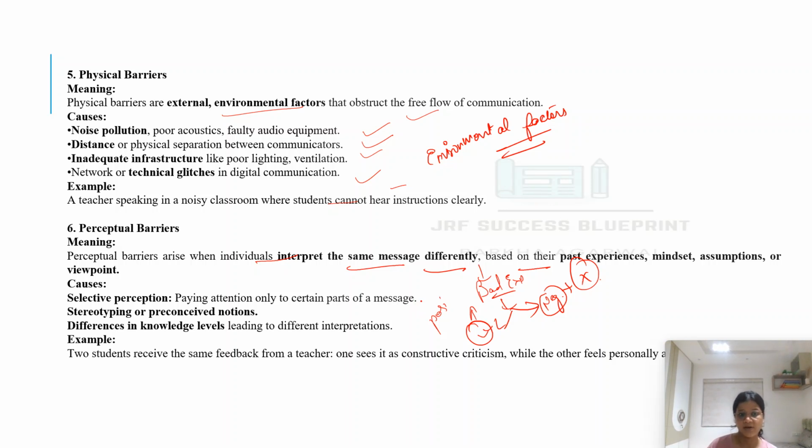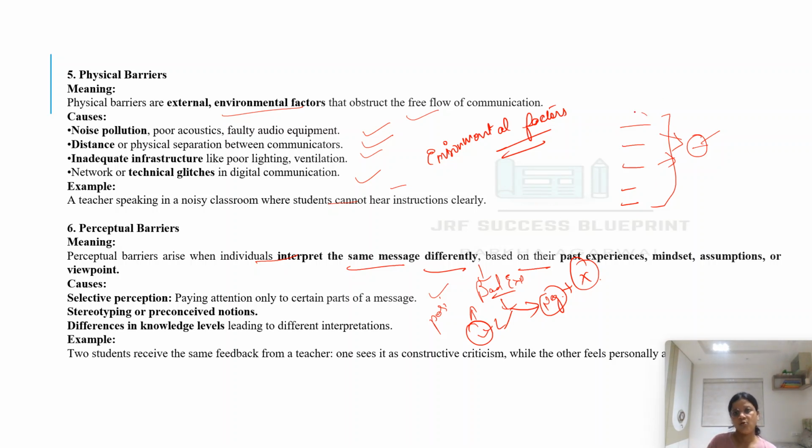Selective perception means paying attention to only certain parts of the message. Suppose I have explained five topics here, but maybe you are selectively perceiving it. You are only understanding or watching the recorded video for those topics which you want to see, which you want to select. So that is selective perception, which you want to learn, right?